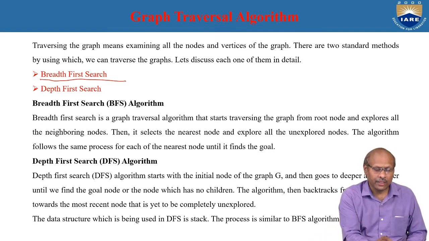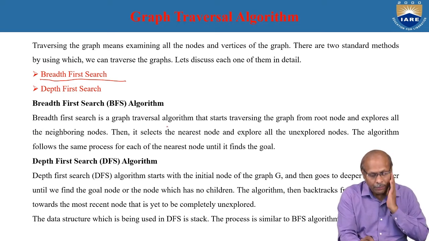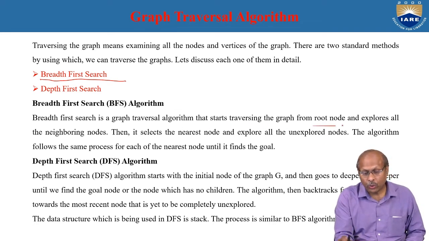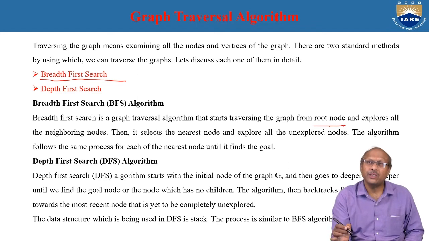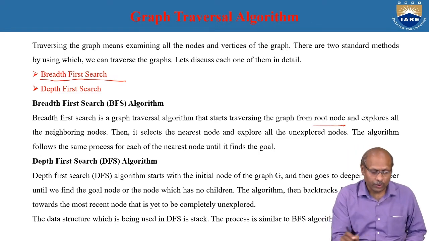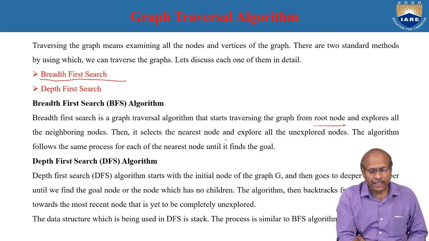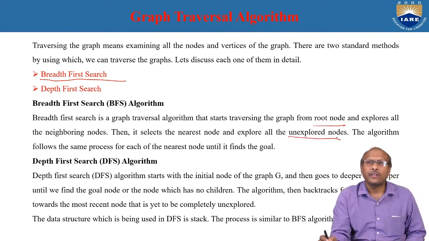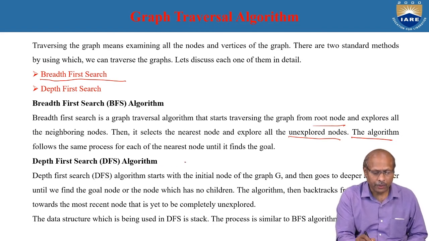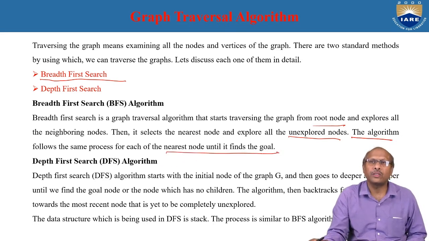So you can read the definition also. The breadth first search algorithm is one type of graph traversal algorithm that starts traversing the graph from the root node. Root node means you have to specify from where you have to start, and it explores all the neighbor nodes. Then it will select the nearest node and explore all the unexplored nodes. So you have to start from one, then explore the neighbor nodes. This algorithm follows the same process for each nearest node until all nodes are visited.